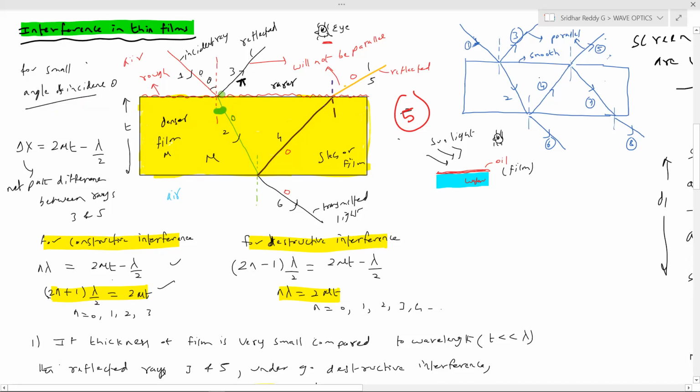If theta is very small, then the angle of refraction will also be very small. So in general, we can say it is almost like normal incidence. Then what is the additional path that ray 5 will cover compared to ray 3? The path is 2t, and the optical path length of that is 2 mu t.